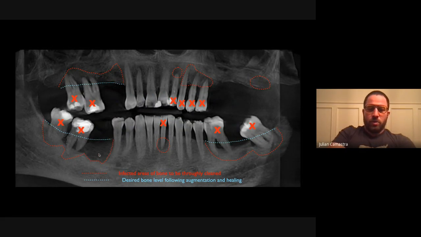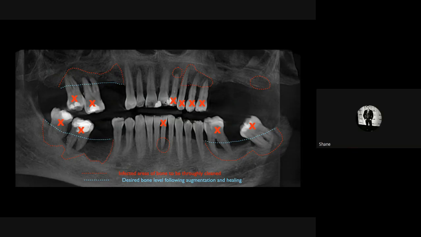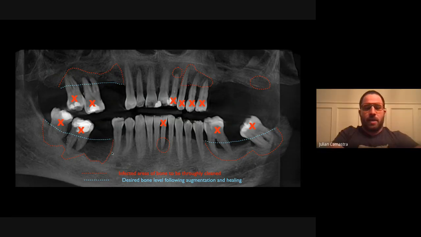See how there's no bone? Shane? I do, and that's a lot of growth that needs to happen. Yeah, this is how destructive the gum disease can be.